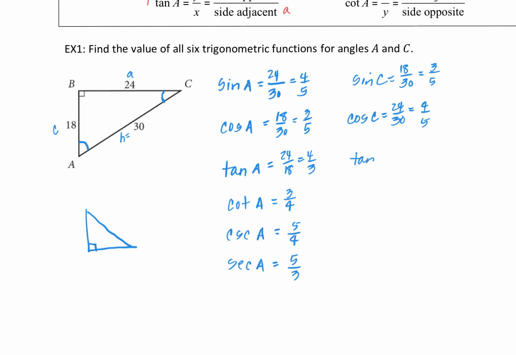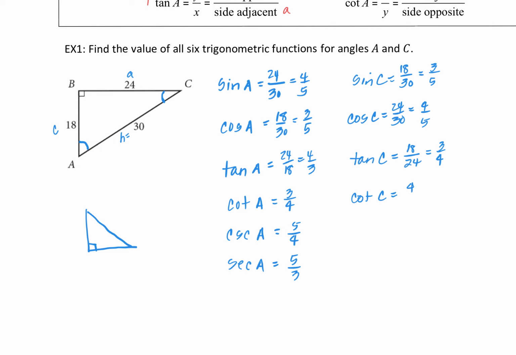We'll look at tangent of C. Tangent of C is going to be, with respect to C, opposite, which is 18, over adjacent, which is 24. And then that will reduce to 3/4. Cotangent of C, I'm just going to flip tangent to get 4/3. Cosecant of C, I'm going to flip sine to get 5/3. And secant of C, I'm going to flip cosine to get 5/4.